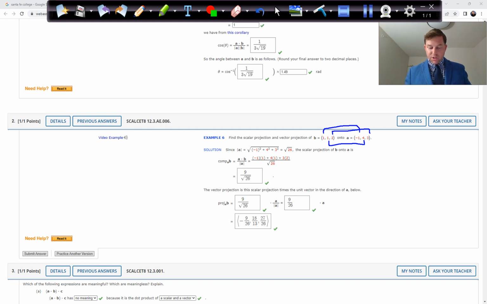Now, the vector projection takes the scalar projection, that 9 divided by square root of 26, and then you multiply by the vector A divided by its magnitude. But we already know that the magnitude of A is square root of 26. So part of this calculation is the square root of 26 times the square root of 26.